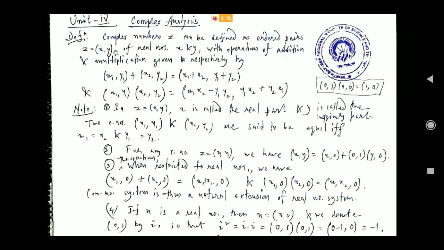(x1, y1) multiplied by (x2, y2). So multiplication also we think that it should be component wise multiplication. It should be (x1 x2, y1 y2).